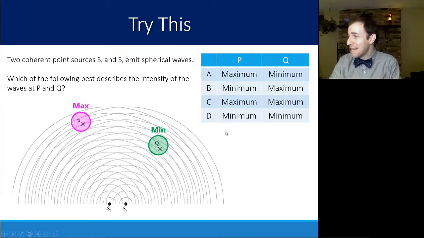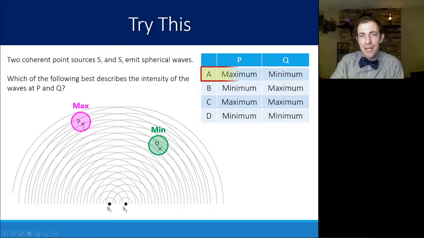So IB likes to ask in this format sometimes, where it gives you a table and says which row of the table is right. Well, in this case, the one that's right is P is a maximum, Q is a minimum, so that would be A.